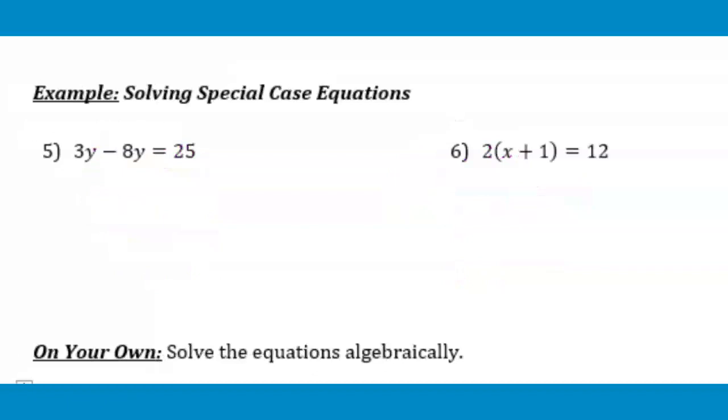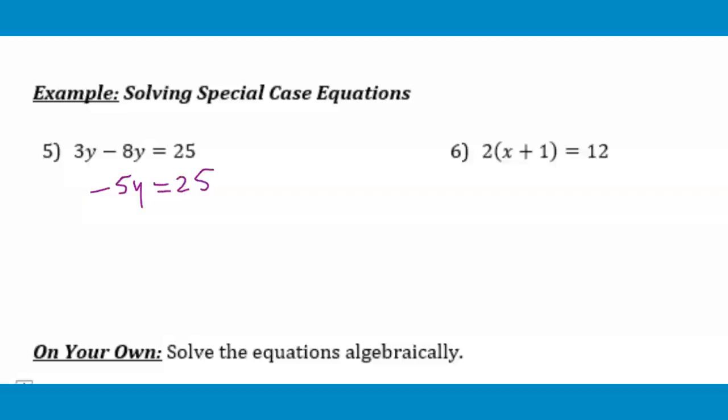So solving some special cases here. Now, look at number 5. I have 3y minus 8y equals 25. It looks a little complicated because you have two variables there, but both of those variables are y, and those are like terms. It's always best to combine your like terms before you try to undo anything. It makes it just so much easier. So 3y's minus 8y's, remember we can't switch this around. It's not 8 minus 3, it's 3 minus 8. So that's going to give me negative 5y equals 25.